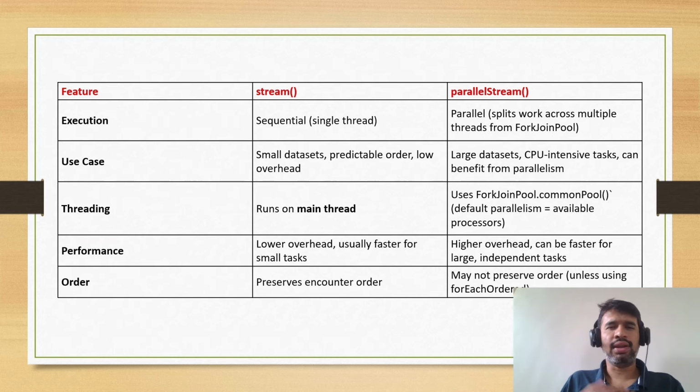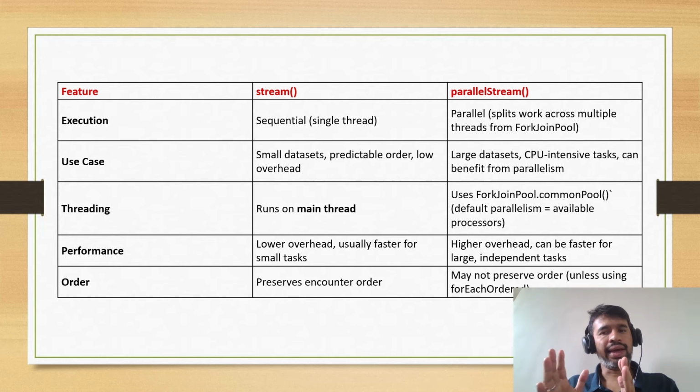So a little more detailed differences. Execution wise, stream is sequential. Parallel stream splits the work into multiple threads using the fork join pool. This you should remember clearly. So execution wise, stream is sequential in nature, and parallel stream splits the work across multiple threads using fork join. And use case wise, stream is for small data sets, parallel stream is for large data sets and CPU intensive operations.